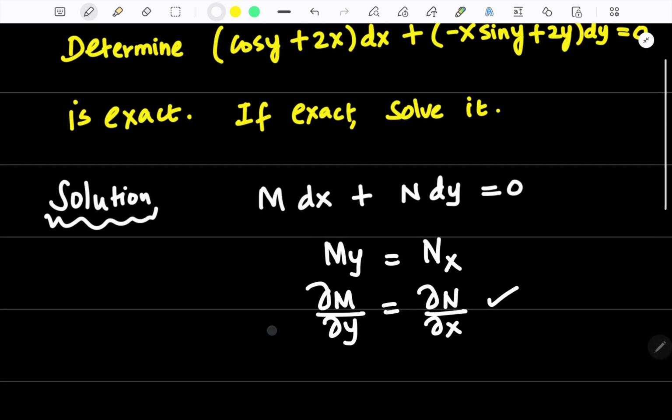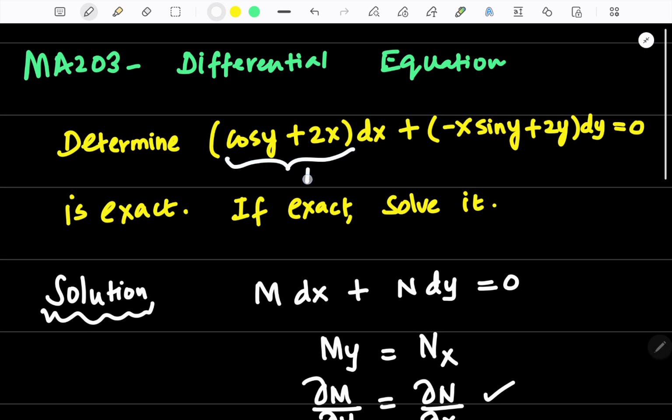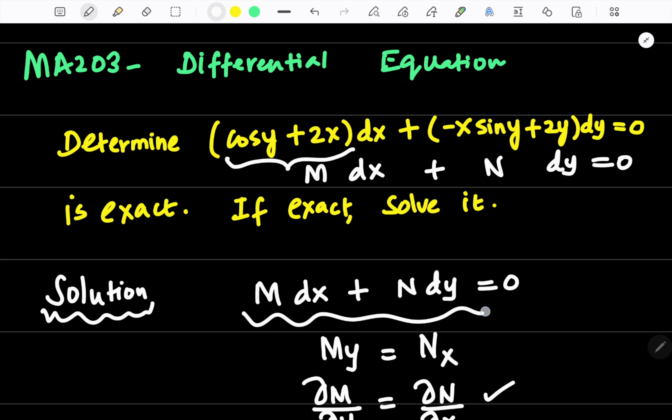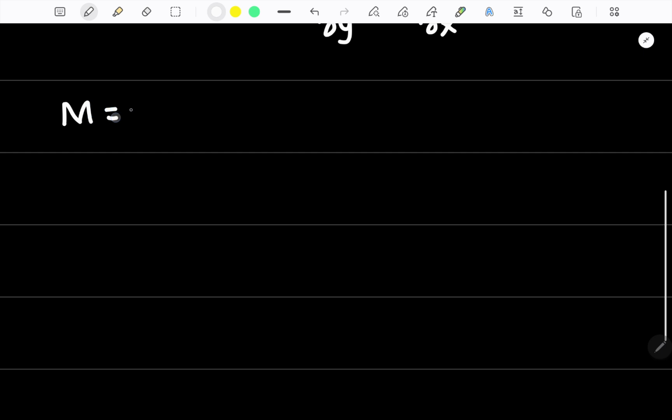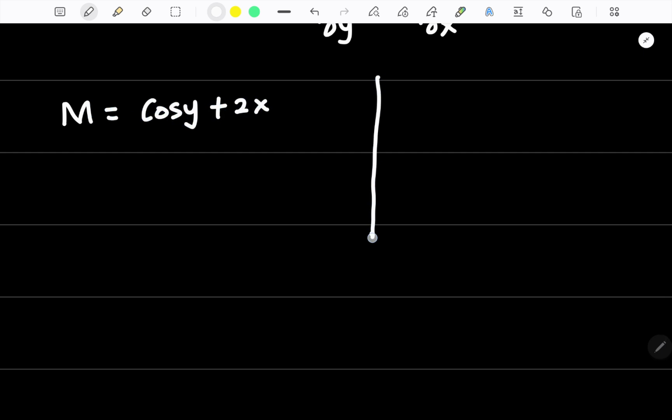So what is your M? This is of the form M dx plus N dy is equal to 0. So let me take what is M. M is equal to cosine y plus 2x. And what is N? N is equal to minus x sine y plus 2y.